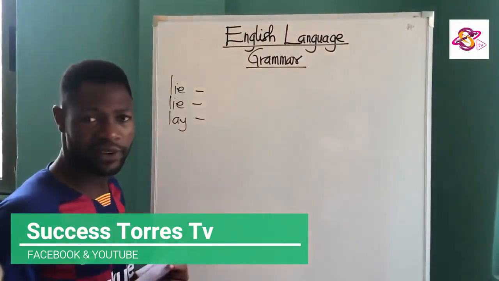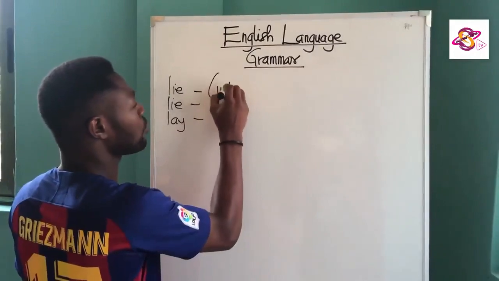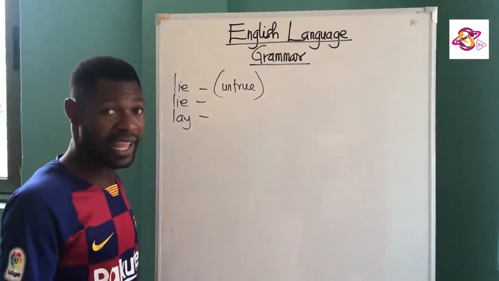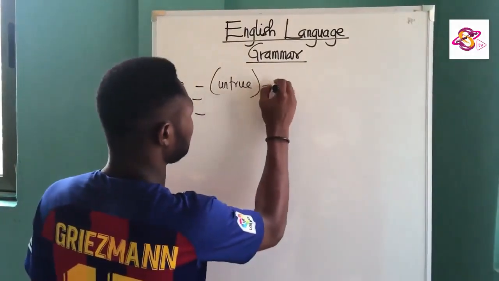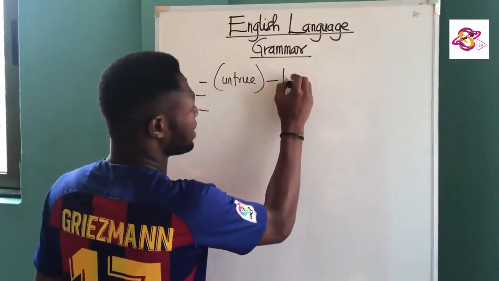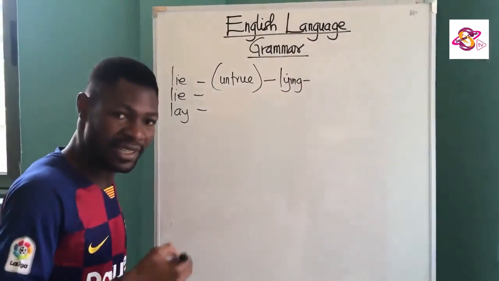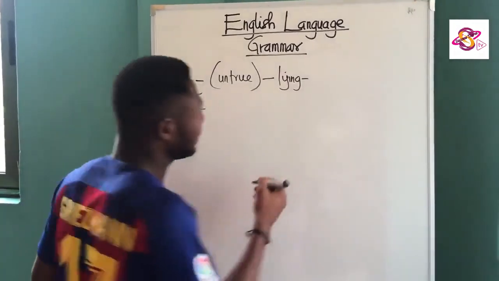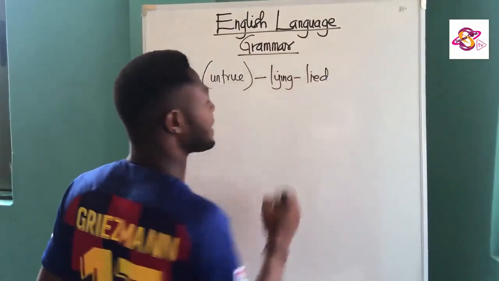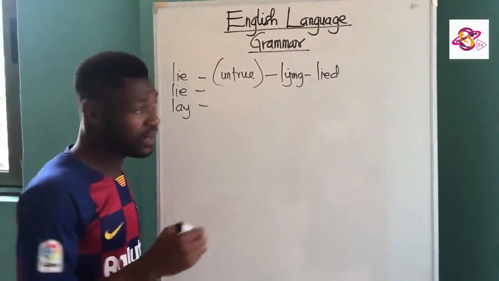Now let's take the first one for example. So this lie has to do with something that is untrue. Someone told you something and it's untrue, so it's a lie. Now, the continuous or the progressive tense will be lying. You are telling lies, so you are lying. Then the past tense will be lied. You lied to me. Your boyfriend, your husband lied to you.